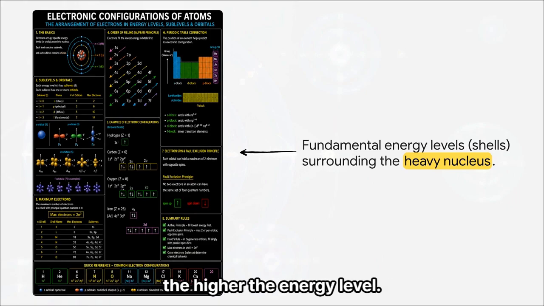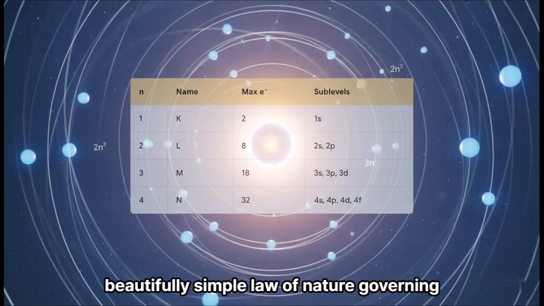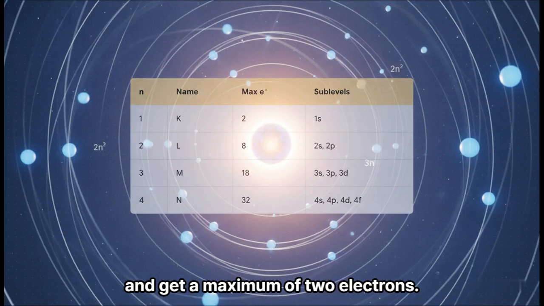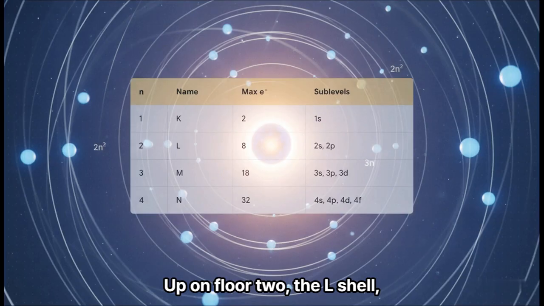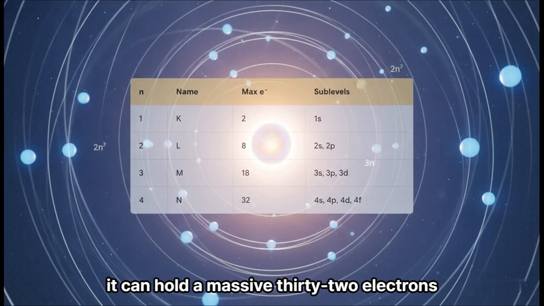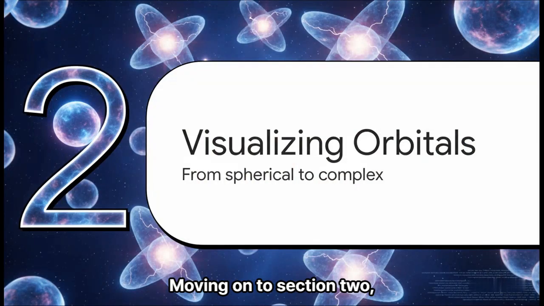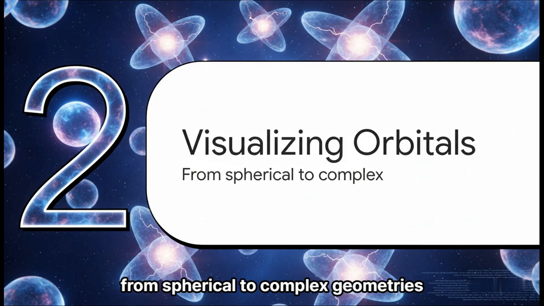And there's this profound, beautifully simple law of nature governing how many guests each floor can actually hold. The maximum number of electrons in a shell is calculated by the formula 2n squared. So on floor 1, the K shell, we plug 1 into the formula and get a maximum of 2 electrons. Up on floor 2, the L shell, we can hold up to 8. And by the time we reach floor 4, the N shell, it can hold a massive 32 electrons across its various sublevels.